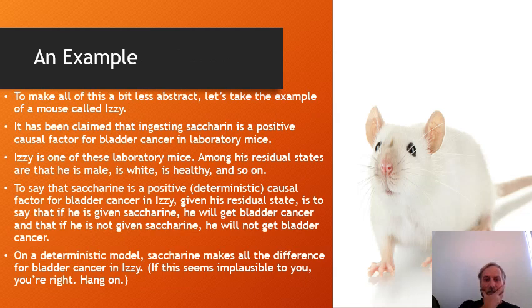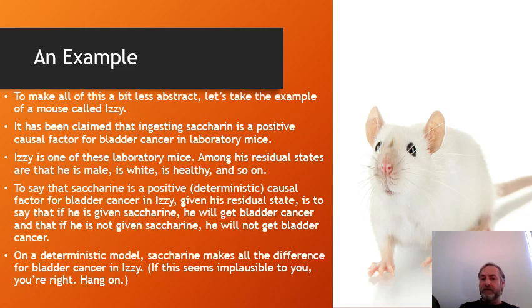So I tried to use examples, but let's use the actual example they use in the text. So here's a mouse, right? We'll call him Izzy. We'll see it in much more detail. We're going to cover a study that ingesting saccharin is a positive causal factor for bladder cancer in laboratory mice. Now that study uses a sample of the population of mice, so it uses more than one mouse. But let's talk about one mouse, Izzy, right?